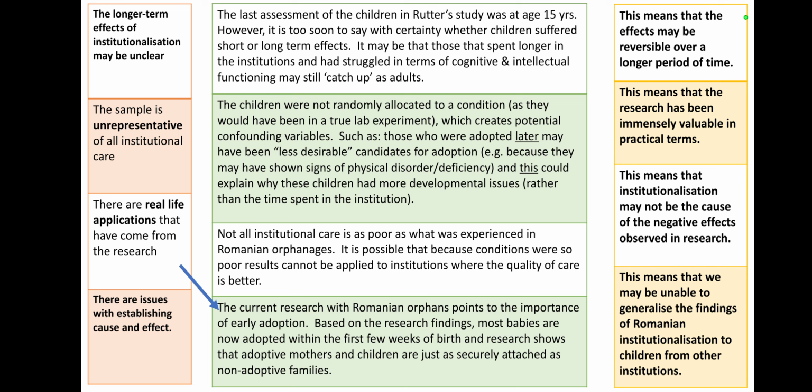Most Romanian orphans now that are adopted, you can see, if you want to underline it, are adopted within the first few weeks of birth, because the research shows us that those adoptive mothers and children, if they're adopted nice and early, can go on and be as securely attached as what the non-adoptive families are. So this therefore means that Rutter's research findings have been really, really valuable and had an impact on adoption policy in trying to get children secured an adoptive place as early in their development as absolutely possible. However, there are issues with using the Rutter study as like a benchmark, because not all institutional care is to the same level or standard as the Rutter orphans, as what they experienced.